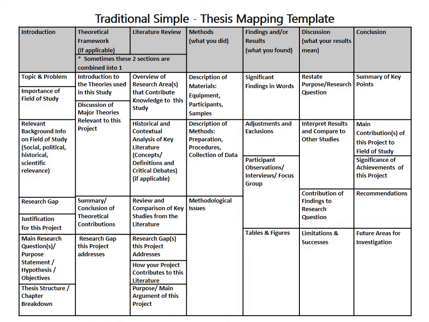This is a traditional simple thesis mapping template, which was introduced in the thesis structure presentation in this video series. Across the top of this master template, we see the main chapters listed: the introduction, the theoretical framework and literature review, plus methods, findings and/or results, discussion, and conclusion. In the introduction column, we see sections for each essential component that a reader expects to find in this chapter. At the bottom, we see the chapter breakdown.